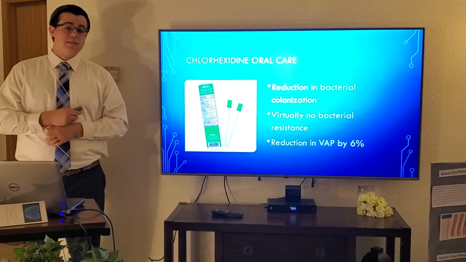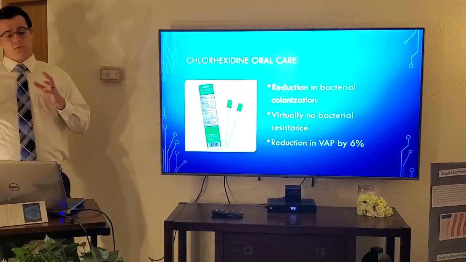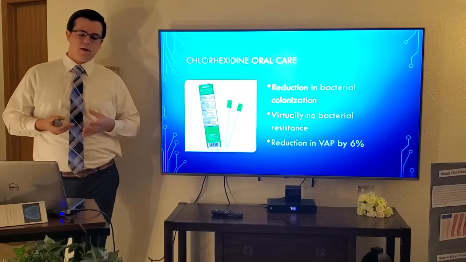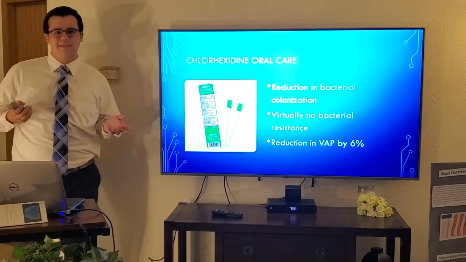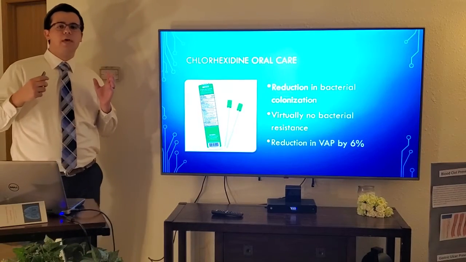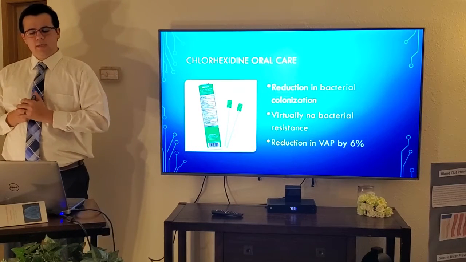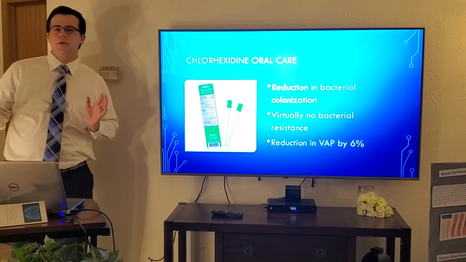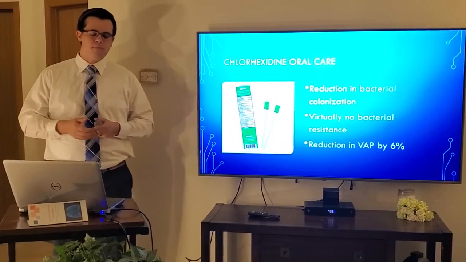So the next piece to our 5-part VAP bundle is something called chlorhexidine oral care. Now, this is just like typical oral care, except they use a 2% or so chlorhexidine solution on the swabs to then swab the mouth. The thing about this is that it's very simple to do. It's a little bit harder than raising the bed, but on the grand scheme of things, all it is is a swab. You swab through their mouth.